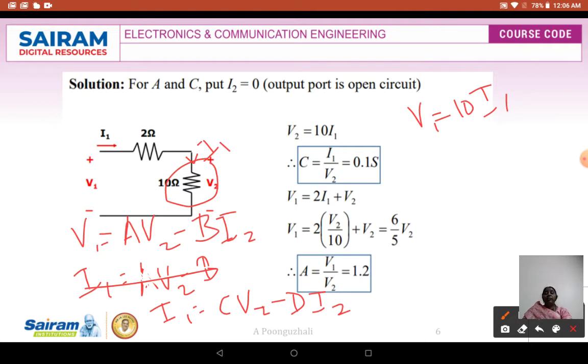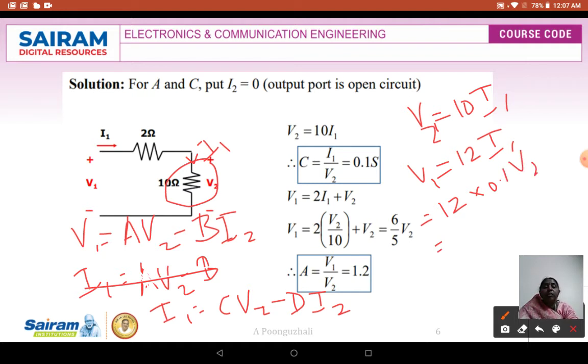Next, to find V1: V2 is equal to 10 I1. Now we want to find V1. From the simplified circuit, V1 is equivalent to 12 I1. Now I want to find the relationship between V1 and V2. So what is I1? I1 is 0.1 into V2.